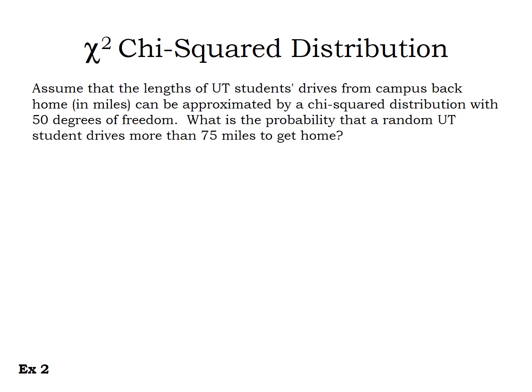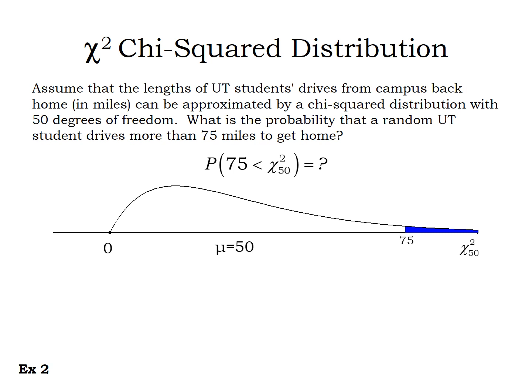So we're going to assume that the length of UT students' drives from campus back home in miles can be approximated with the chi-squared distribution with 50 degrees of freedom. And we want to know the probability that a random UT student drives more than 75 miles to get home. So once again, I know it's a chi-squared distribution. First thing I'm going to do is draw the graph. Okay, so I want the probability that my chi-squared score is greater than 75.